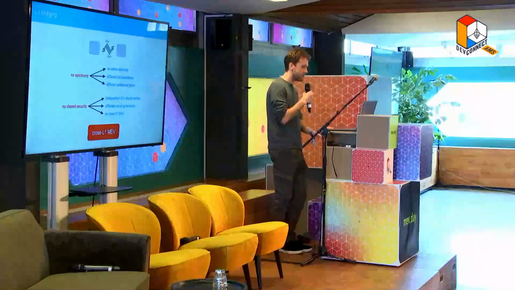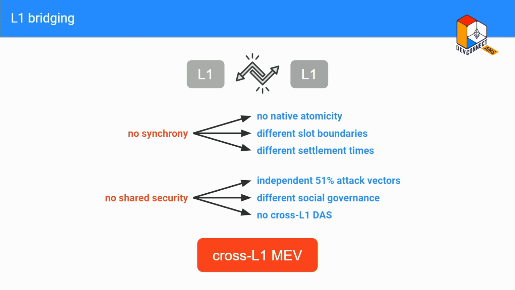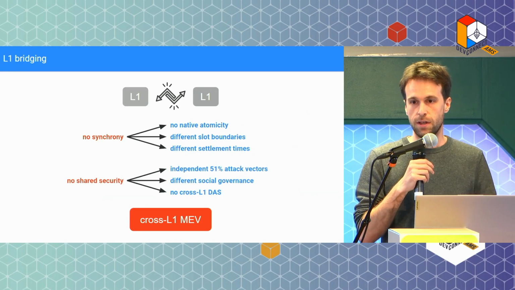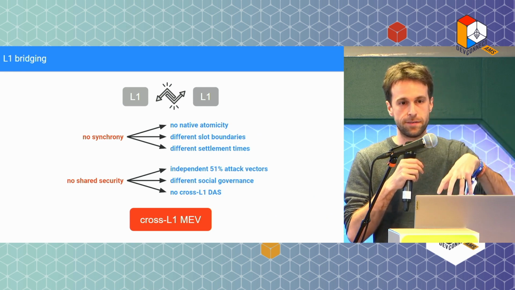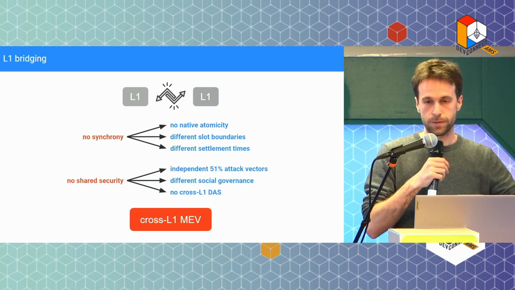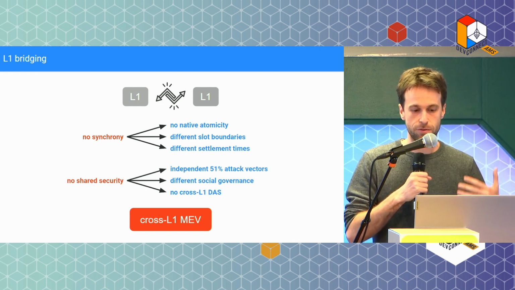But the other problem is that you don't have shared security. You have different social governance, you have independent 51% attack vectors, and there are some things that you fundamentally can't do, like data availability sampling. You can't have one layer 1 do data availability sampling on another layer 1. And all of these inefficiencies lead to cross-layer 1 MEV.